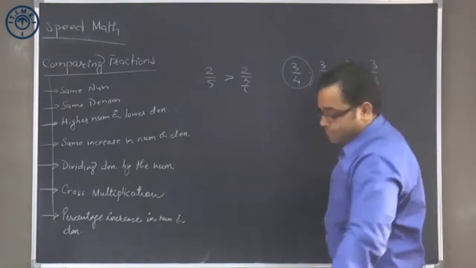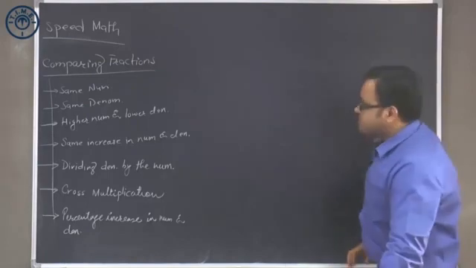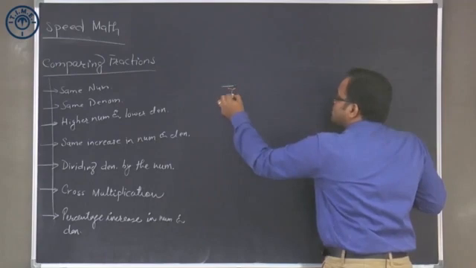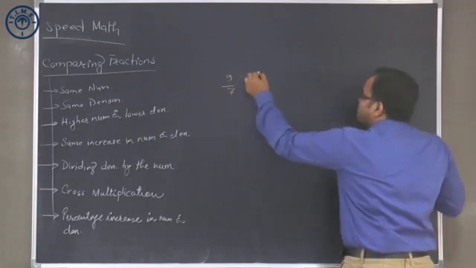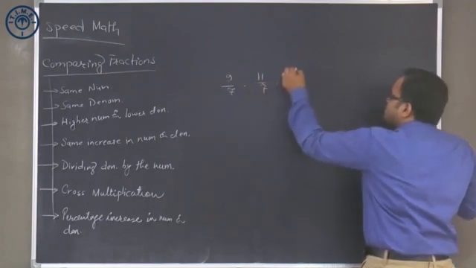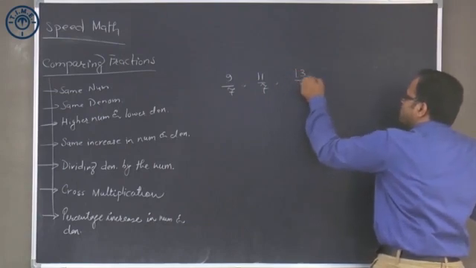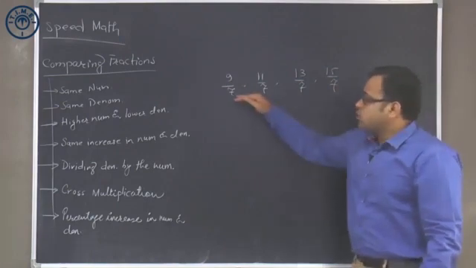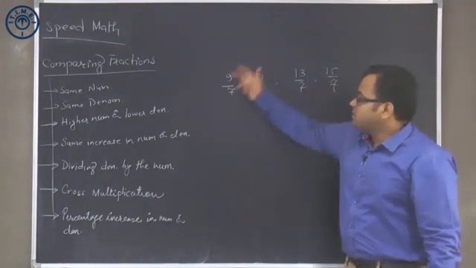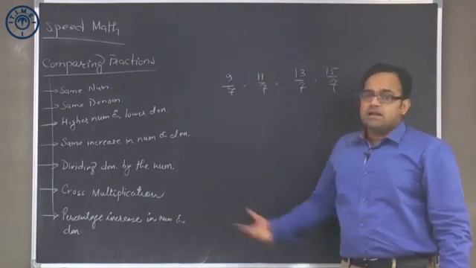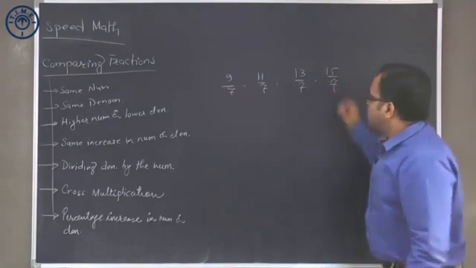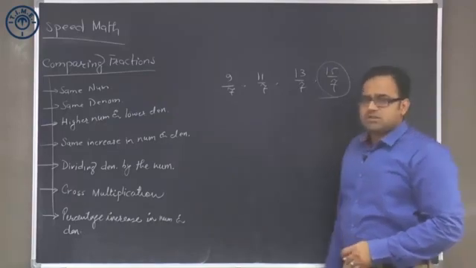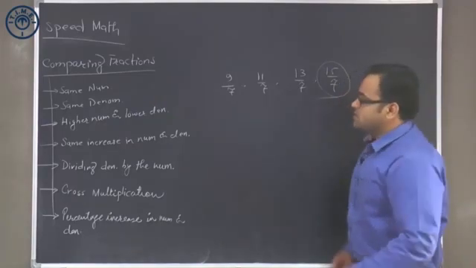Similarly, numbers can have the same denominator. Let us say the denominator is 7: 9 by 7, 11 by 7, 13 by 7, 15 by 7. If the denominator is the same, then whichever number has the highest numerator will be the highest. So here the highest numerator is 15 upon 7, so this will be the highest. This is again pretty obvious, there is really no need to explain this.